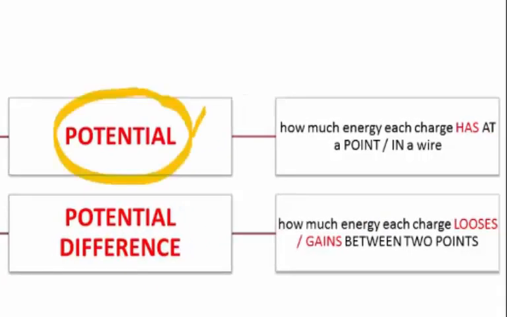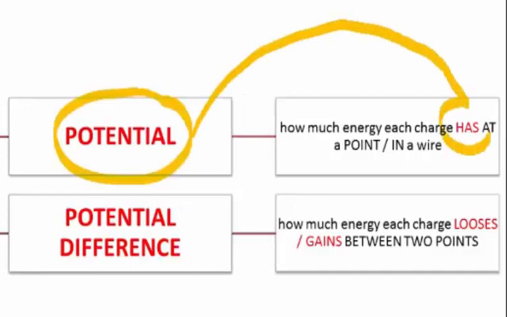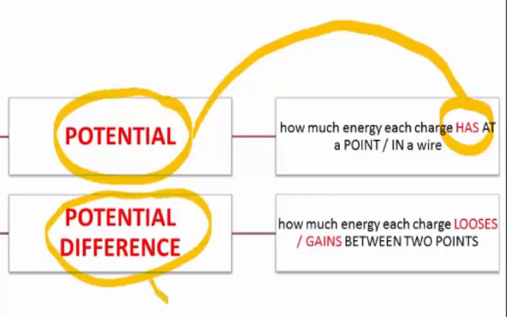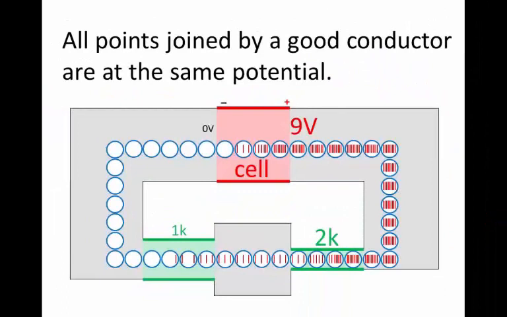Potential refers to how much energy each charge has, whereas potential difference refers to the change, whether it's a gain or a loss of energy per charge, between 2 points. We've already discussed that all points joined by a good conductor are at the same potential.